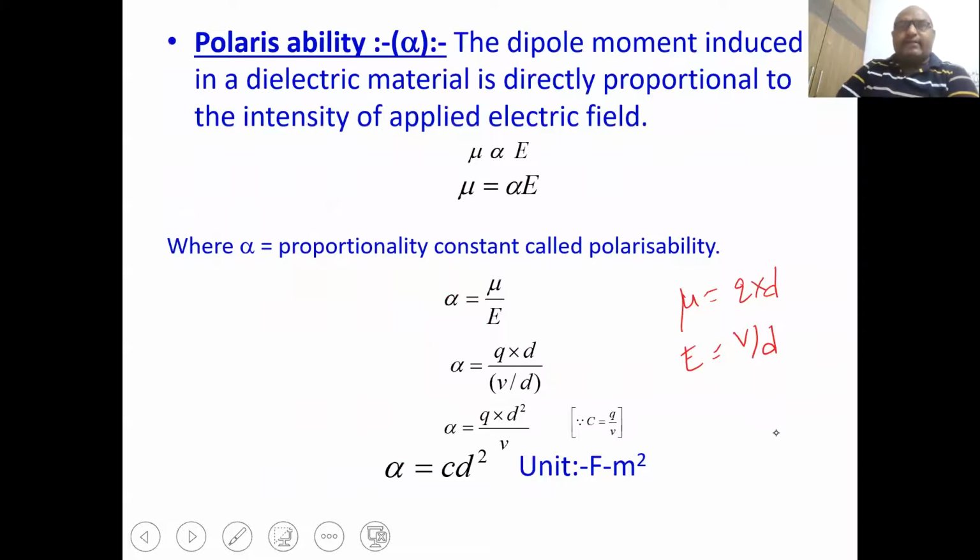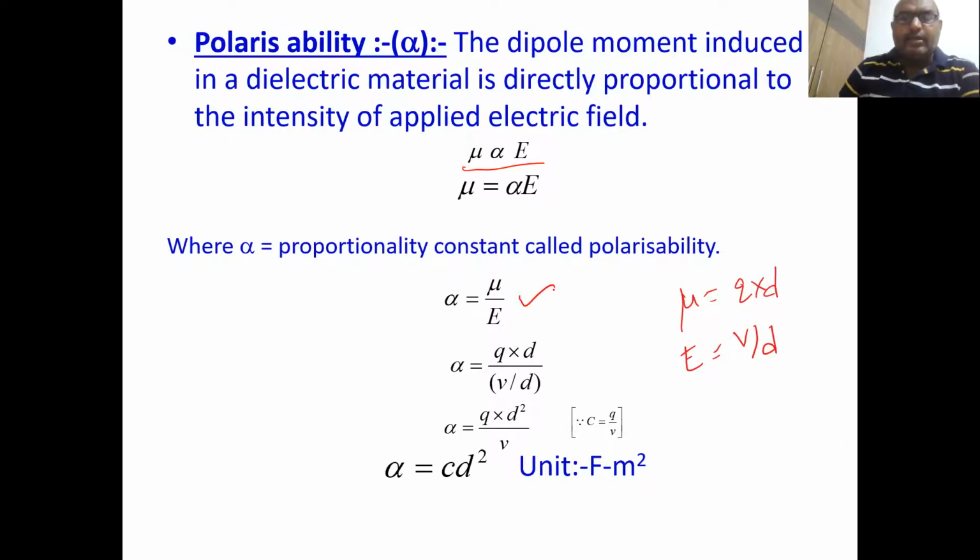The polarizability symbol is alpha. The induced dipole moment is directly proportional to the applied electric field, so mu is equal to alpha E, where alpha is the polarizability constant. Then alpha is equal to mu by E. Mu is equal to charge into distance, and the applied electric field is equal to force by charge. On simplification, alpha is equal to C d square, and the unit is farad meter square.